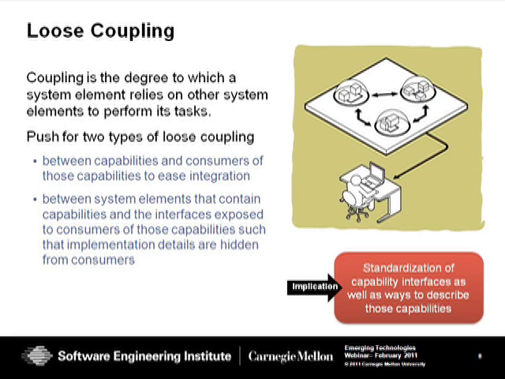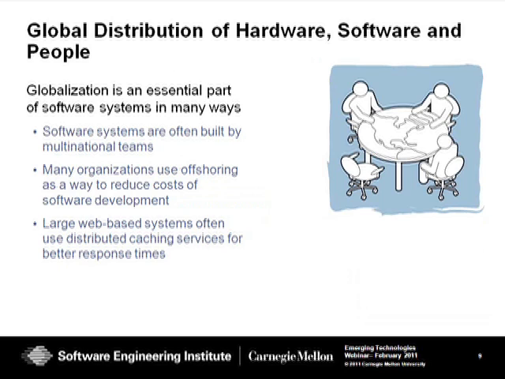So this push for loose coupling, for being able to access data and capabilities from anywhere and from any type of device, is leading to a big implication for systems, which is that we have to find ways, and we are finding ways, of standardizing the interfaces to capabilities as well as a way to describe those interfaces, so that the connection can be even looser between consumers and producers of capabilities and data.